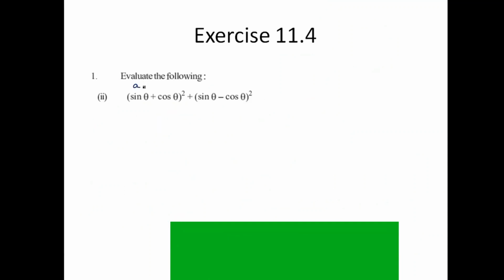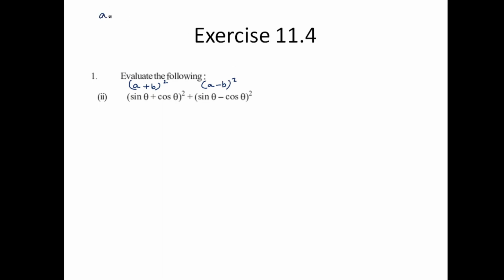See this properly. This is a plus b to the whole square, and again this is a minus b to the whole square. So how can a plus b to the whole square be written, and how can a minus b to the whole square be written? This can be written as a square plus b square minus 2 times ab, and this can be written as a square plus b square plus 2 times ab, isn't it? So I'm taking this as a and I'm taking this as b. Similarly here also a and b. So this everything is written in terms of a plus b to the whole square.